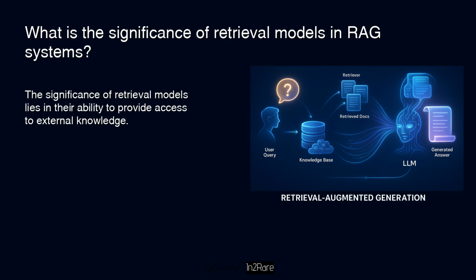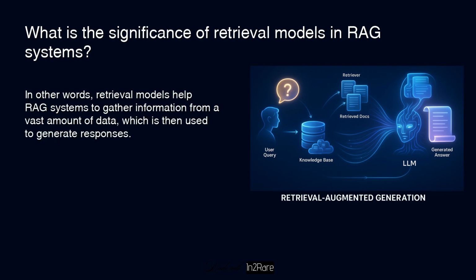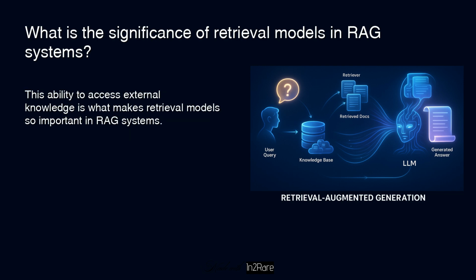The significance of retrieval models lies in their ability to provide access to external knowledge. This enhances the context awareness and accuracy of RAG systems. In other words, retrieval models help RAG systems to gather information from a vast amount of data, which is then used to generate responses. This ability to access external knowledge is what makes retrieval models so important in RAG systems.